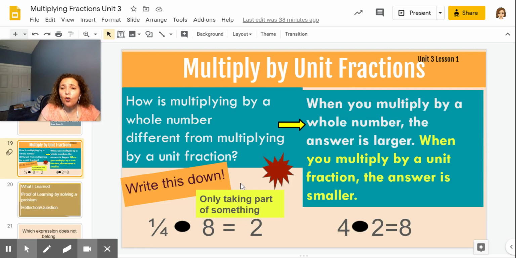So, this is so important that I want you to write this down in your math notebook. Right here highlighted in yellow, write this down. When you multiply by a unit fraction, the answer is smaller. Then write down an example here. 1/4 times 8 is 2. And 4 times 2 is 8, because I want you to see that when you multiply by a fraction, and in this case a unit fraction, your answer gets smaller because you're only taking a part of something. So that's why it's getting smaller. So write that down.